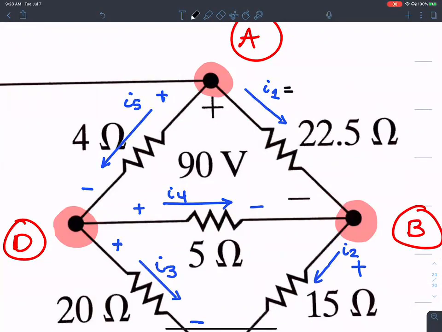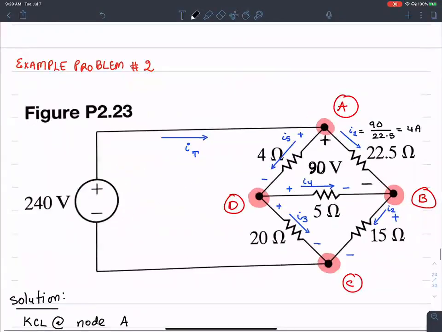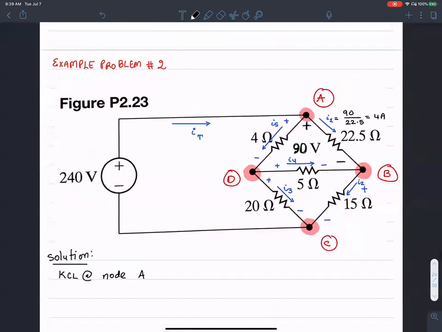Is there any way for us to know the value for I1? Well, there is, because remember the voltage across the 22.5 ohm resistance has been given to be 90 volts. So I1 can be obtained by V over R, Ohm's law. Okay, so it's going to be 4 amperes.